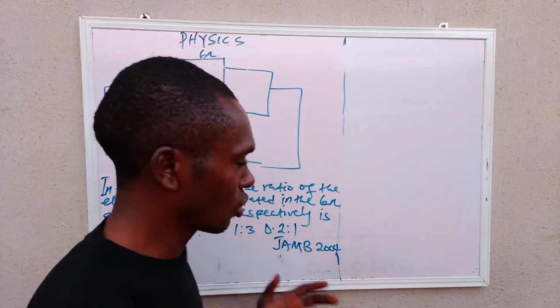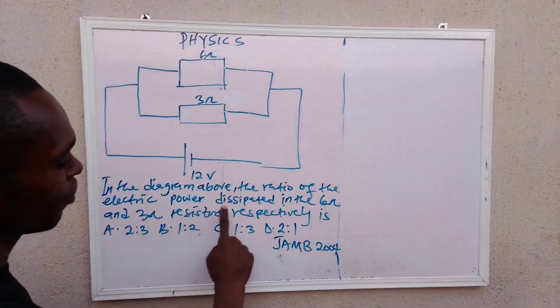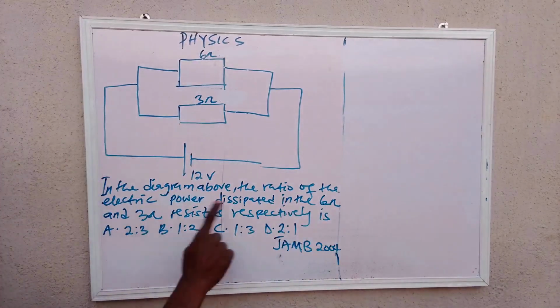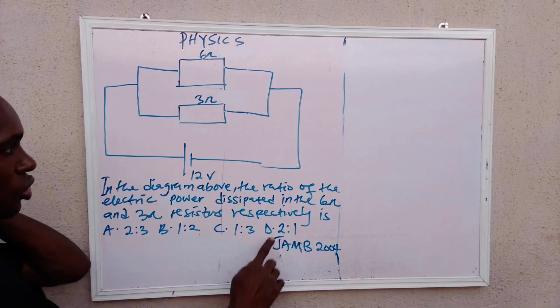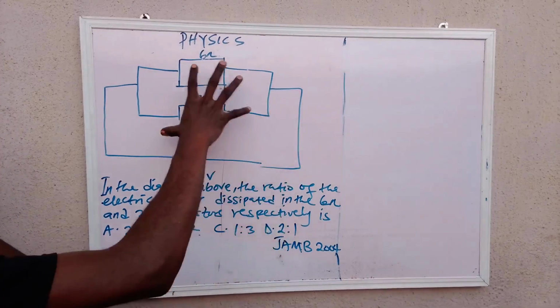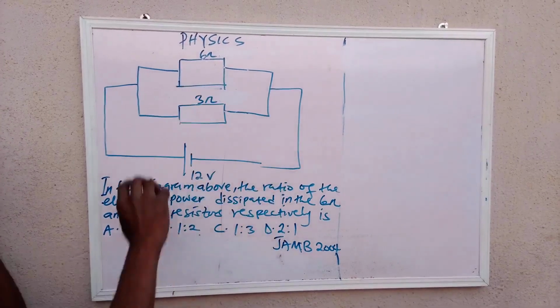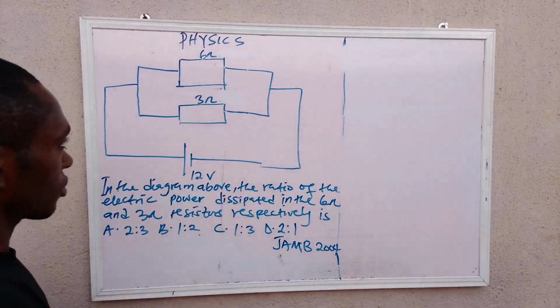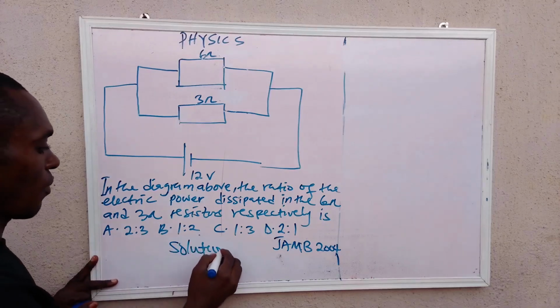Now let's begin solving the question. The question says, in the diagram above, the ratio of the electric power dissipated in the 6 ohms and 3 ohms resistors respectively is. So these are the options that carry the answer to this question. Now we'll go right away to solve the question.